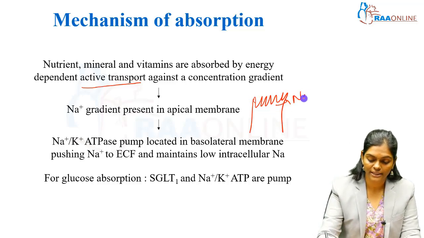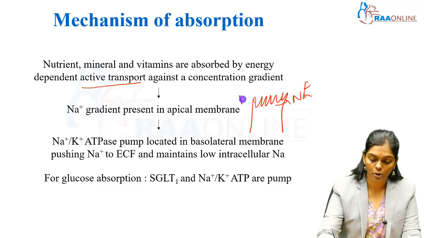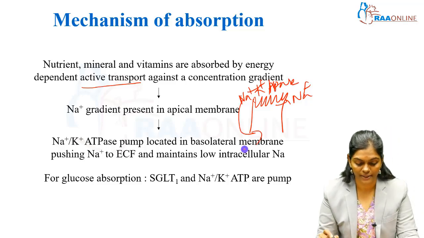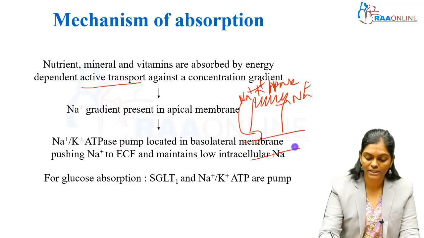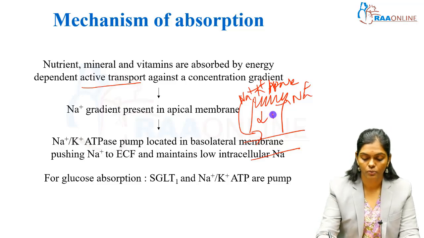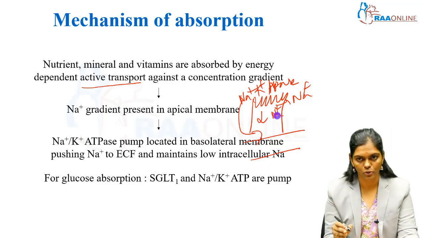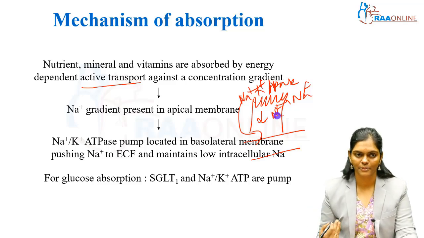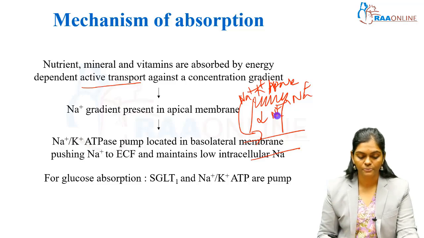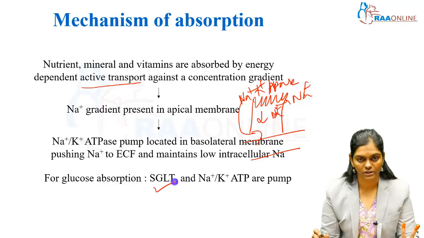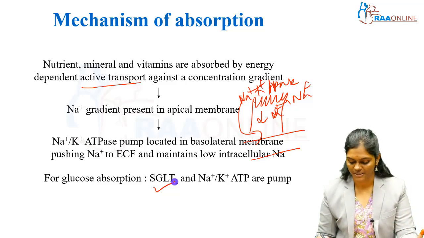There is a sodium gradient which is going to be present, and there is a pump called a sodium potassium ATPase pump which is located in the basolateral membrane, pushing the sodium to extracellular fluid and maintaining a low intracellular sodium. So the sodium inside the cell is going to be low and outside the cell is going to be high. That is because of the sodium potassium ATPase pump which is located in the basolateral membrane. For glucose absorption in the intestine, two pumps are important. One is SGLT1, that is for glucose absorption, and the sodium potassium ATPase pump.